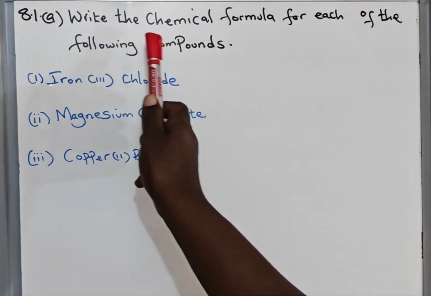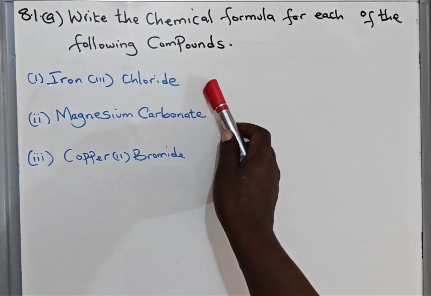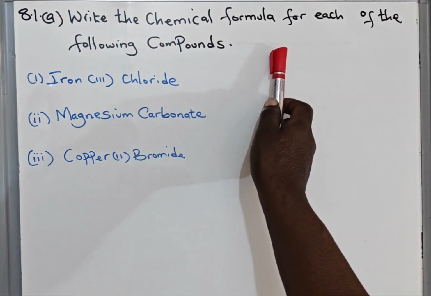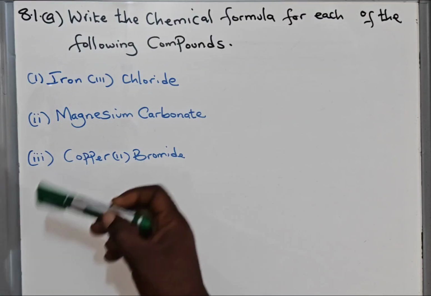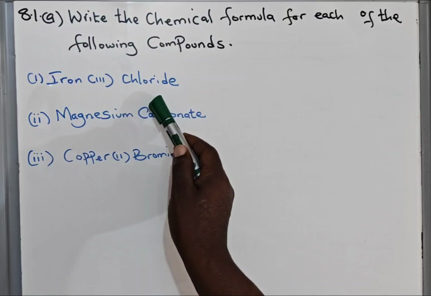Today we are looking at this question, a grade 10 Physical Sciences question. It says, write the chemical formula for each of the following. The first one is iron(III) chloride.